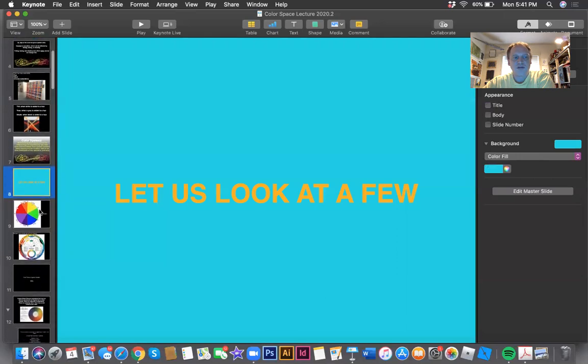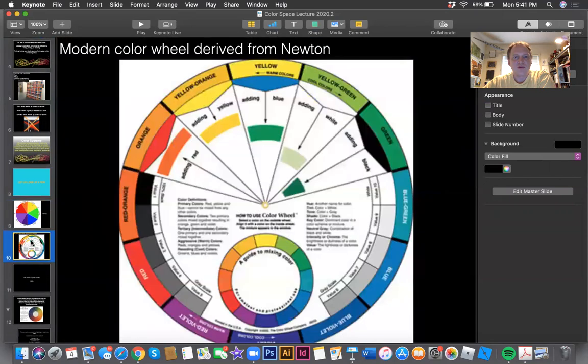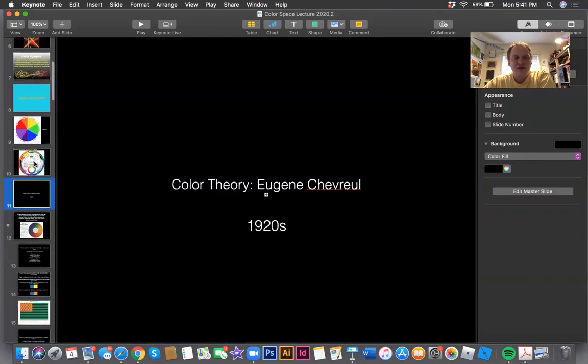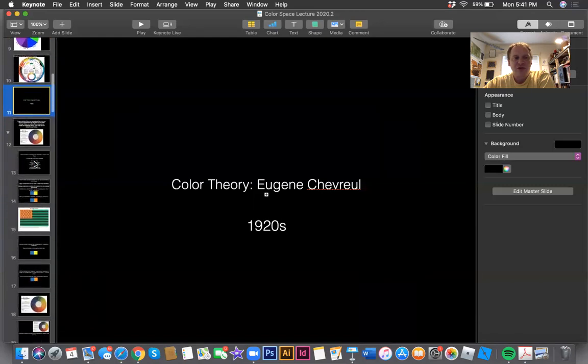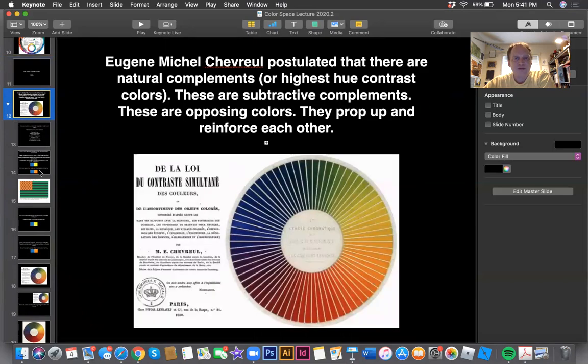Let's look at a few. So we know Newton's color wheel, and we know our color wheel derived from Newton. And we've looked at the expansion of that a little bit when we looked at Chevreul before, and I just want to talk about him again because of how important his work was. He postulated that there are these natural complements. And yet another thing we've talked about are these opposites from each other.